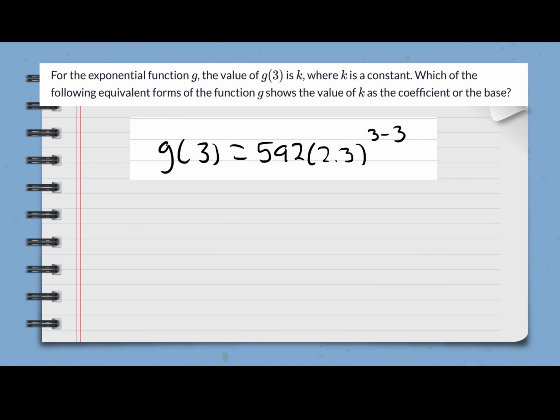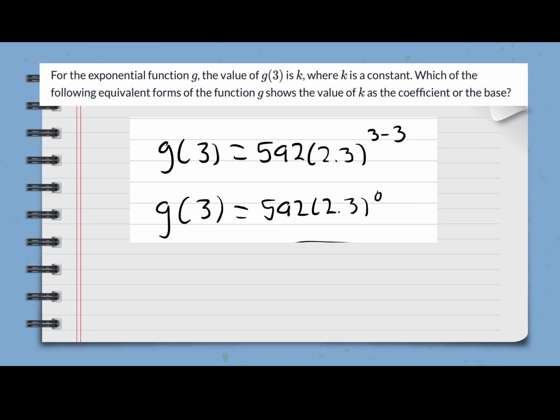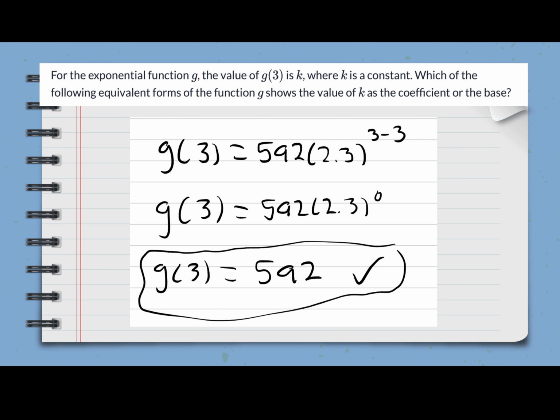Now, again, just for time's sake, I'm going to show you which one's correct. So because we want k as the coefficient or the base, we essentially want k to equal 592, but we also want g of 3 to equal 592. So this option here, you'll have 3 minus 3 because our initial x is 3, and then you will end up getting 592, which is why this is the correct answer, because we want k, which is the coefficient, 592, to match g of 3 at x equals 3.